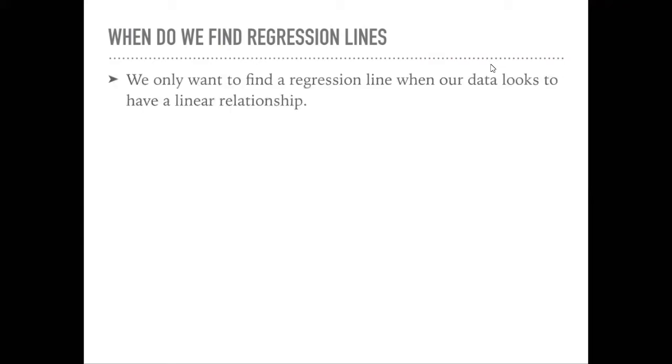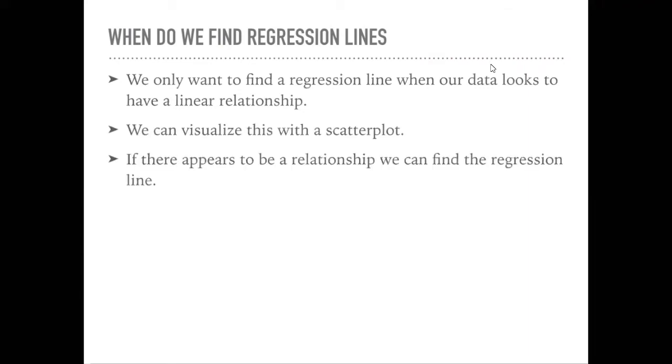So when do we actually want to find these regression lines? Because it's not like when we have something that looks like a bad relationship, we're going to want to find the regression line. So we only want to find the line when it looks like the data has a linear relationship. We visualize that with a scatter plot to begin with. And if it appears that there's a relationship, then we would say, okay, let's find the regression line.